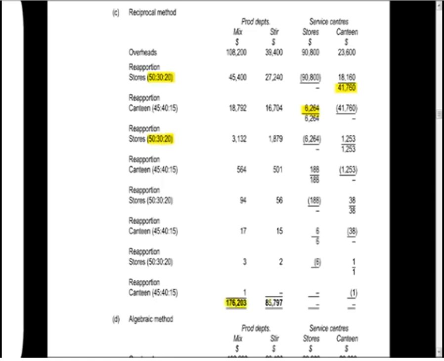So we've got 176,203 in the mixing department and 85,797 in the stirring department.